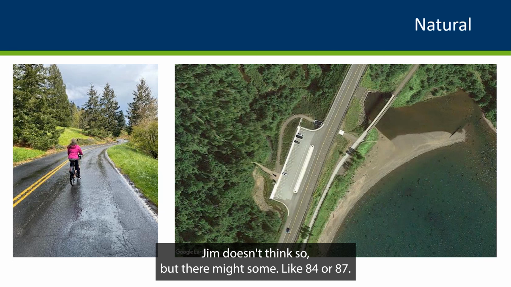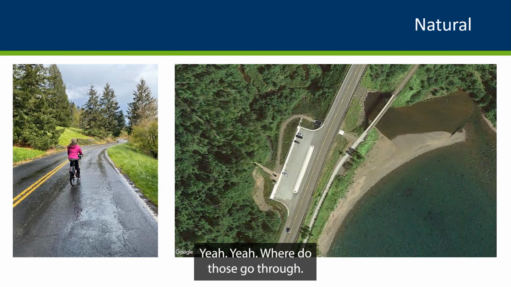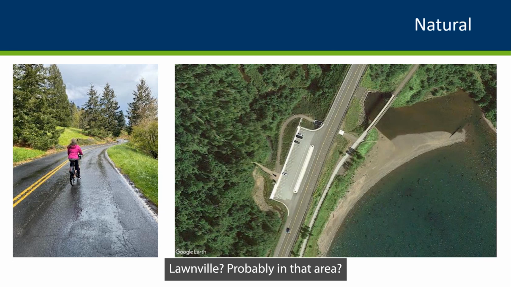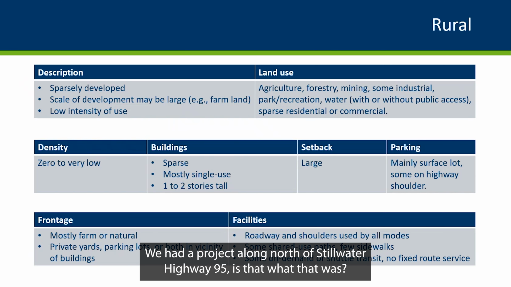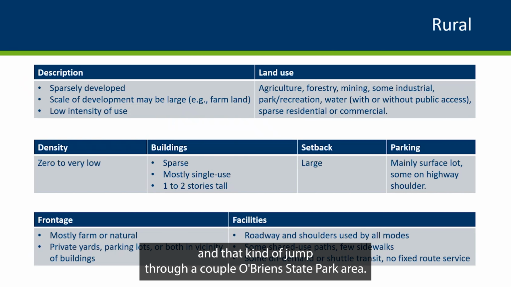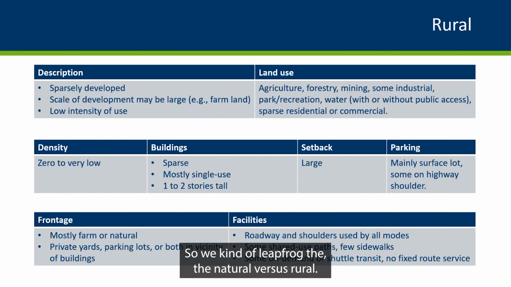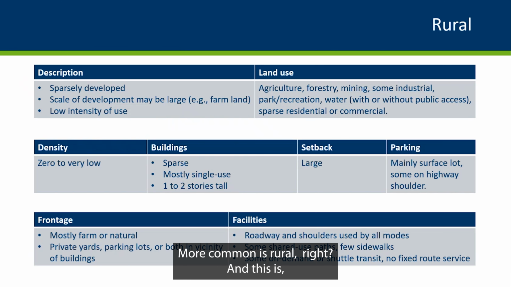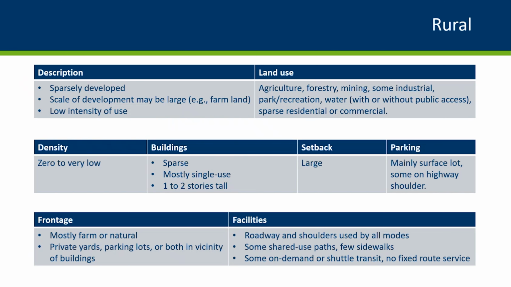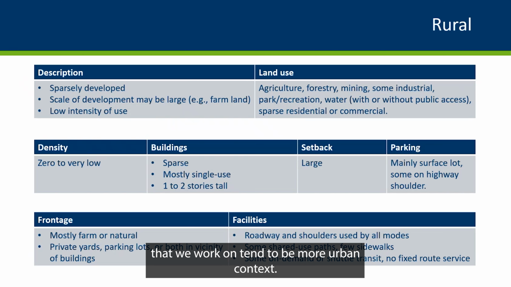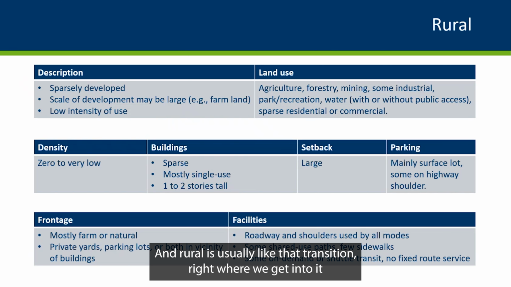I'm thinking 84, 87. Where did those go through? Bonneville, up in that area. We had a project north of Stillwater, Highway 95, is that what it was? And that kind of jumped through a couple of O'Brien State Park areas, so we kind of leapfrogged the natural versus rural. More common is rural, right? And this is greater Minnesota, agricultural land, right? A lot of the Complete Streets projects that we work on tend to be more urban context, and rural is usually that transition into it, right? Where we get into it.